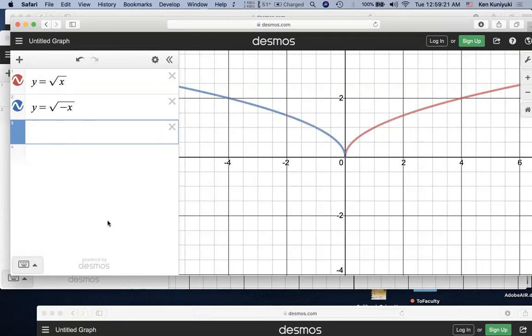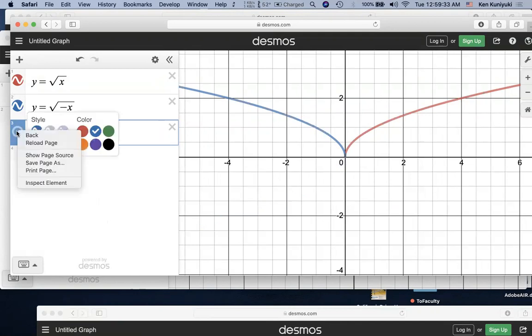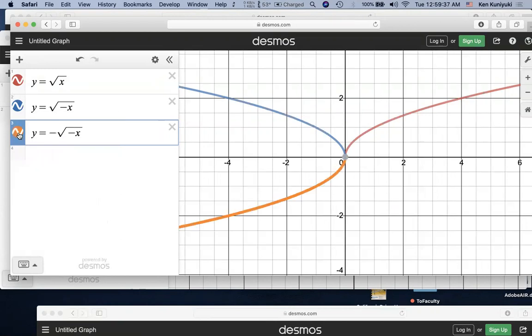And what if we were to apply both transformations? What if we reflect about both the x-axis and the y-axis? Y equals the opposite of the square root of opposite x. In orange. We say that we're reflecting about the origin. We get from the red graph to the orange graph by rotating 180 degrees about the origin.